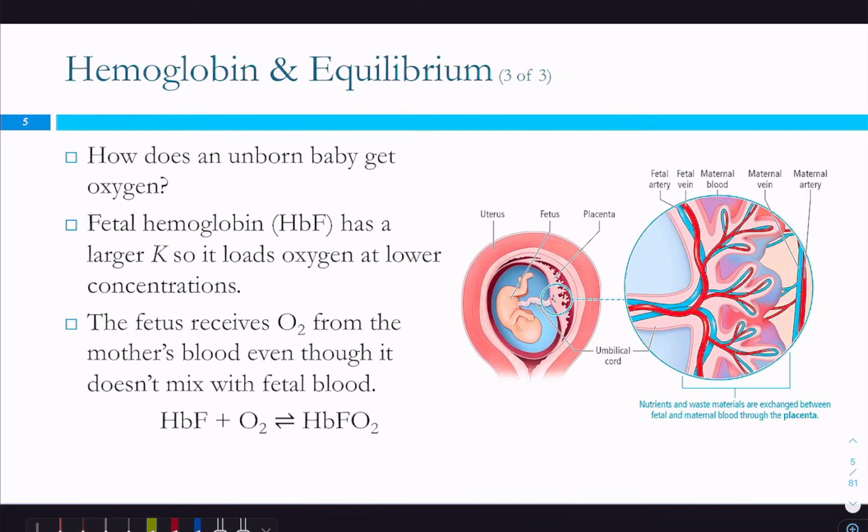So you've got like an equilibrium feeding into another equilibrium. And that has to be the case, right? Because otherwise the blood that's getting there is already going to be lower in oxygen than when it came from the lungs. So it has to still be able to deliver that to the baby.